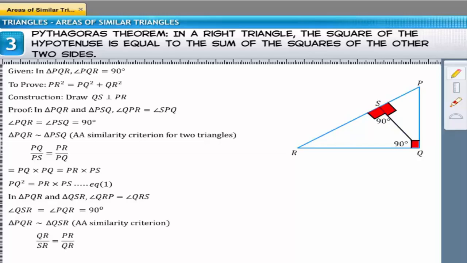So we know that the corresponding sides are proportional. On simplification, we get QR square is equal to PR multiplied by SR. Let's assign this as observation 2.